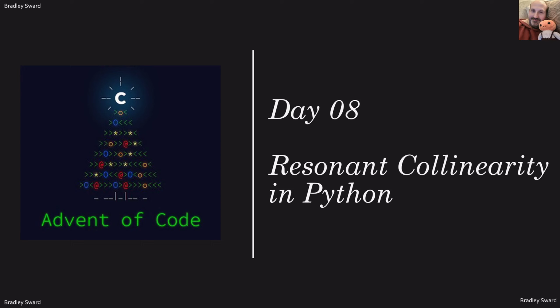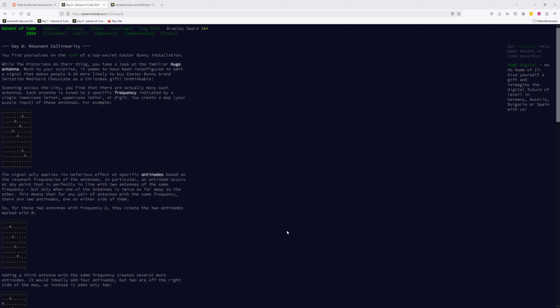This is my day 8 solution for the Advent of Code 2024 competition. The problem is called Resonant Collinearity, and almost as always, I am solving this problem in Python. So the problem is you have a grid of squares, you have antennas that are going at different characters. The character indicates a specific frequency that an antenna is broadcasting at.